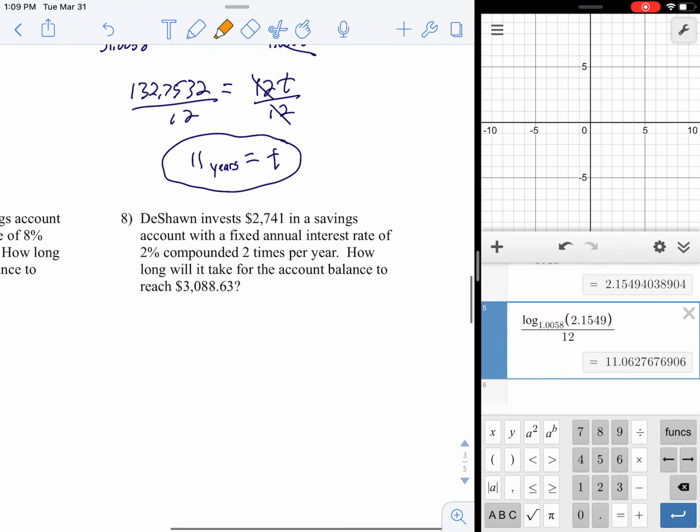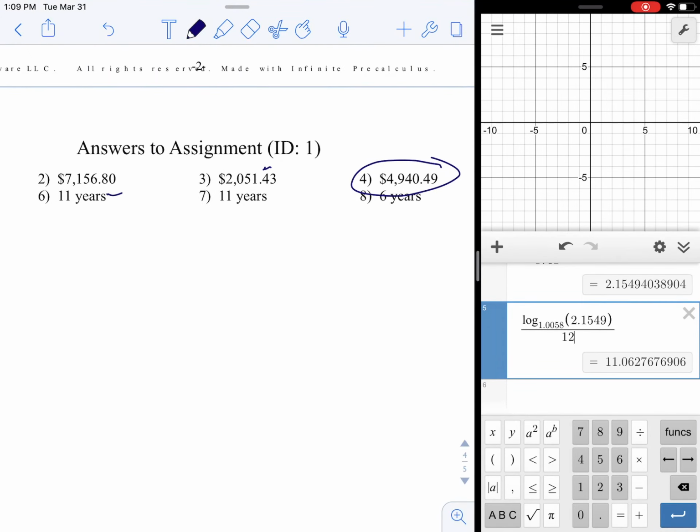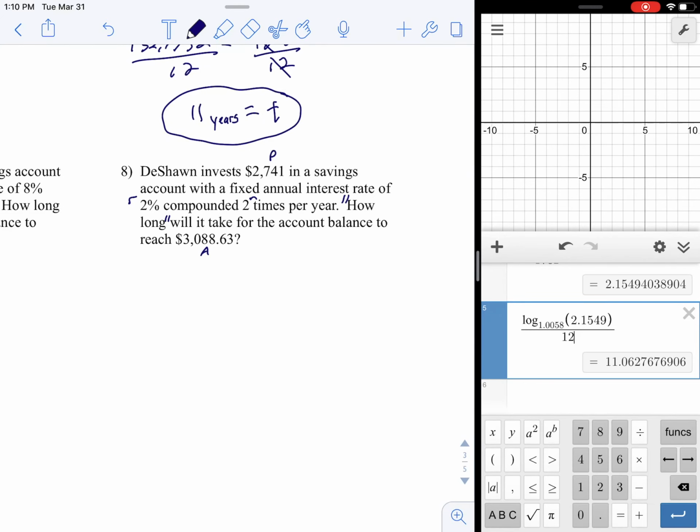All right, we're going to do one. Well, no, I should check and make sure number 6 is really 11 years. There we go. Right there. Okay, do number 8 just to make sure that you've got it. So Deshaun invests this much money, that's our principal. Fixed rate of this much, that's our rate. And 2 times per year is how often it's compounded. And he wants to earn a total amount of that much. So we've got our A, P, R, and N. And again, we're trying to calculate how long. That means T is the unknown. So I'm going to plug this all into that formula.